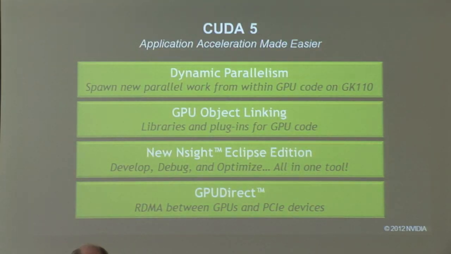And so this is where we came up with CUDA 5 to help with this. Some of these features are hardware dependent, and some are just pure software. The first one is dynamic parallelism, which I'll talk about. GPU object linking: if you know what CPU object linking is, this is just that on the GPU. Our new Eclipse edition, and then GPUDirect, and then I'll also talk about HyperQ, which you'll be interested in.